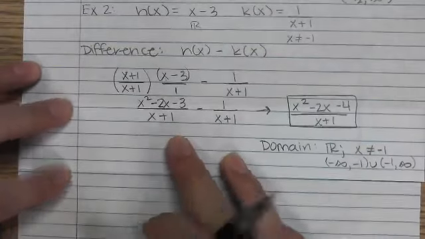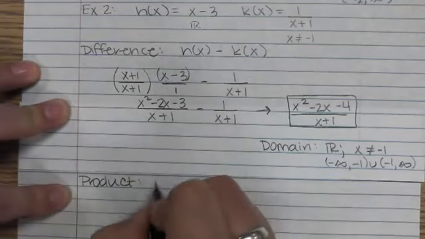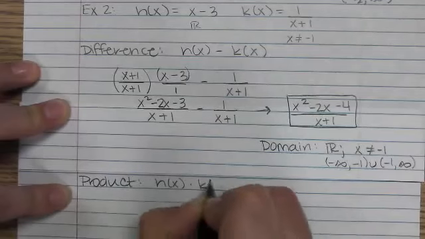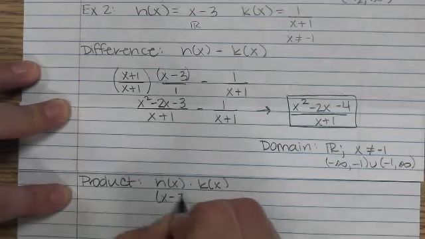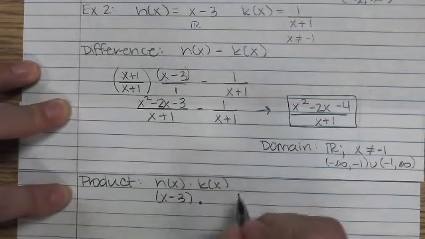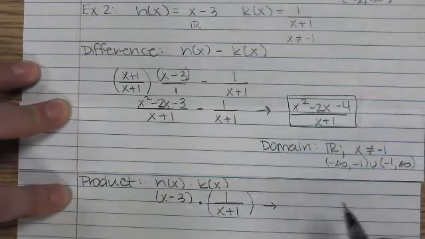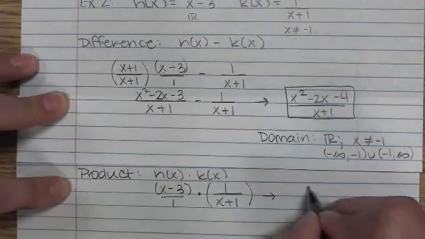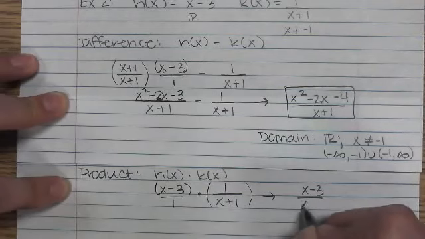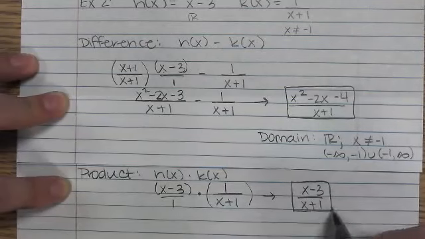Okay, so we're going to do another problem with those same original functions. So here we're going to do the product. So we're going to do h of x multiplied by k of x. And our h of x was x minus 3. And our k of x is 1 over x plus 1. And we're multiplying those together. And so this is kind of a nice problem. If you guys remember how to multiply these, you just multiply straight across. So we have x minus 3 on the top and x plus 1 on the bottom. So we have performed the whole operation there.